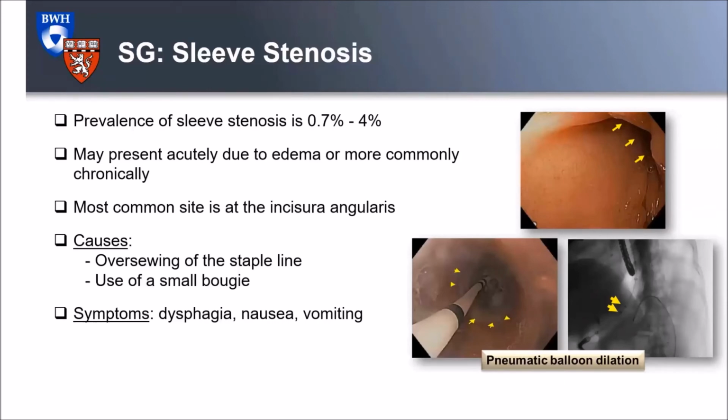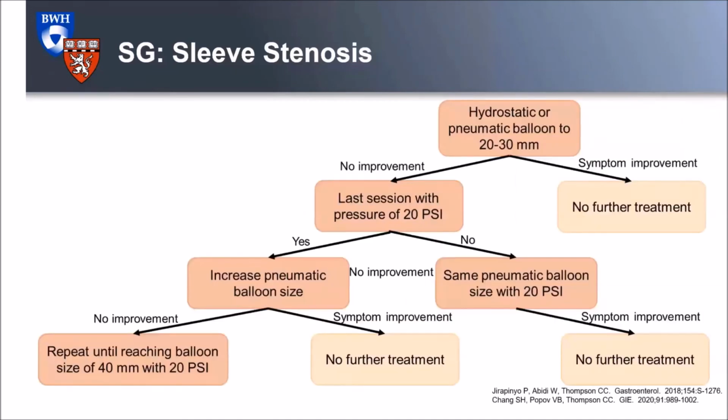If patients present within the first 6 weeks after the surgery, you want to dilate this with a CRE balloon. However, for chronic sleeve stenosis, we want to consider using pneumatic balloon dilation. Here's our algorithm of how to treat a sleeve stenosis endoscopically. As you can see, we start with a 30 millimeter pneumatic balloon and gradually go up on the pressure to the maximal pressure of 20 psi. After that, we start going up on the size to 35 millimeter and finally 40 millimeter pneumatic balloon.